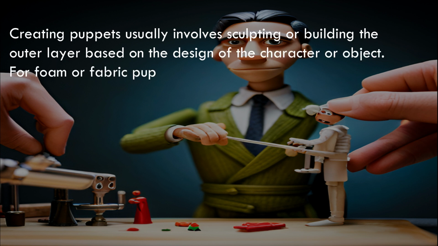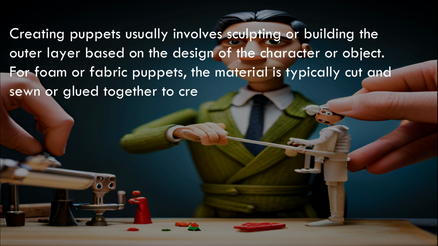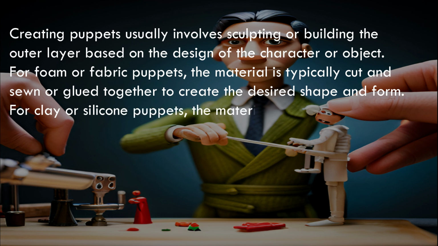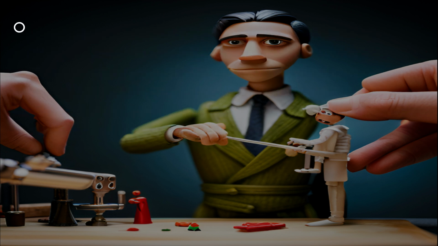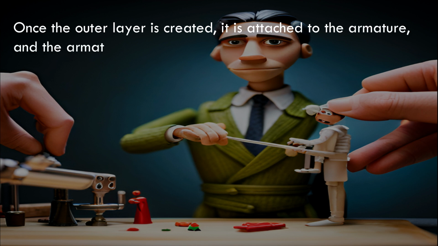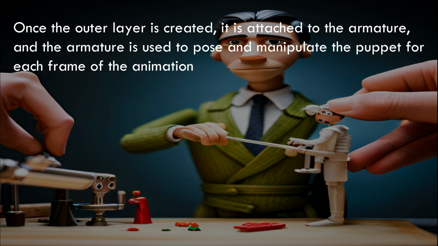For foam or fabric puppets, the material is typically cut and sewn or glued together to create the desired shape and form. For clay or silicone puppets, the material is sculpted and molded to create the desired details and features. Once the outer layer is created, it is attached to the armature, and the armature is used to pose and manipulate the puppet for each frame of the animation.